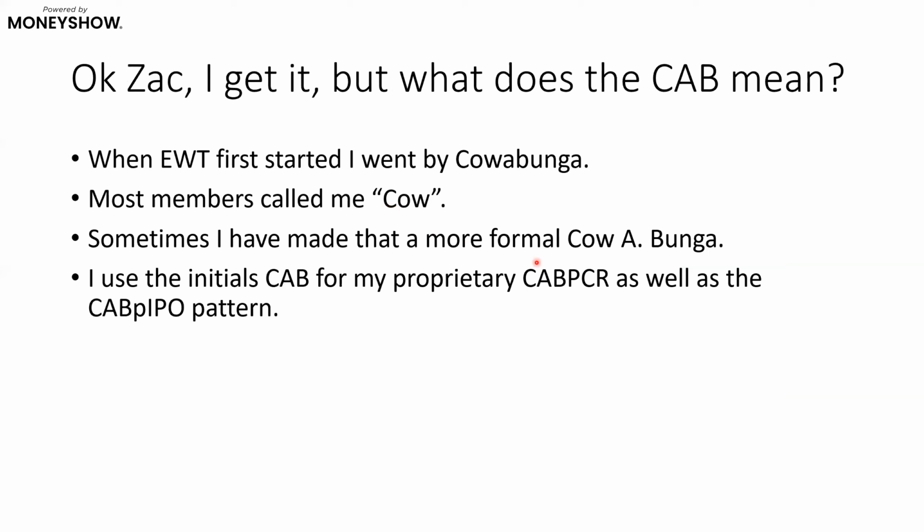Okay, so I'll finish up here and then I'll open it up to some questions. Just a little bit of background: the PIPO is pretty easy, that's post IPO. So what does the CAB mean? When I first started at EWT, I went by the moniker Cowabunga, and many of the members called me Cow. And sometimes I jokingly made that a very formal name of Cow A. Bunga. So that's the CAB. A lot of people get confused because we're looking for a large ABC move to the downside, and they think that I just typed that wrong. No, but it is CAB PIPO.